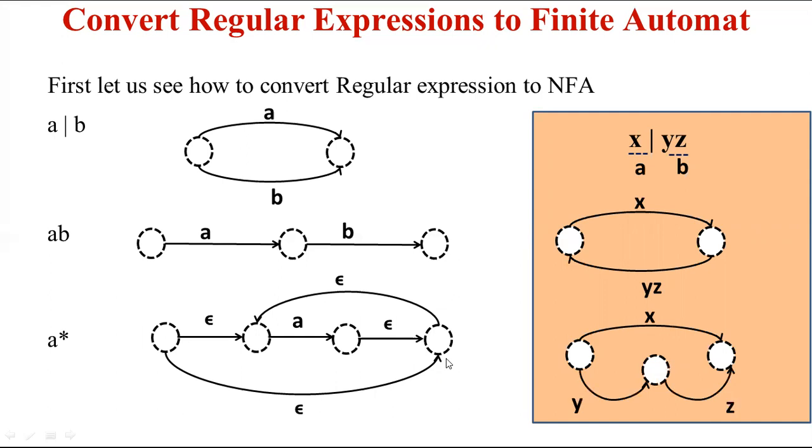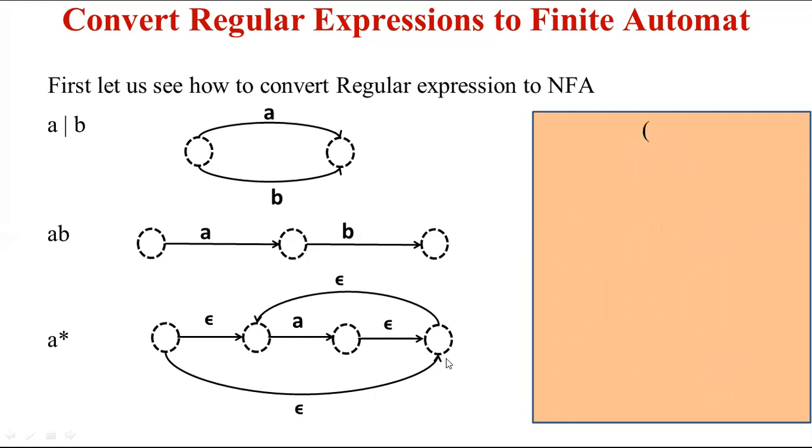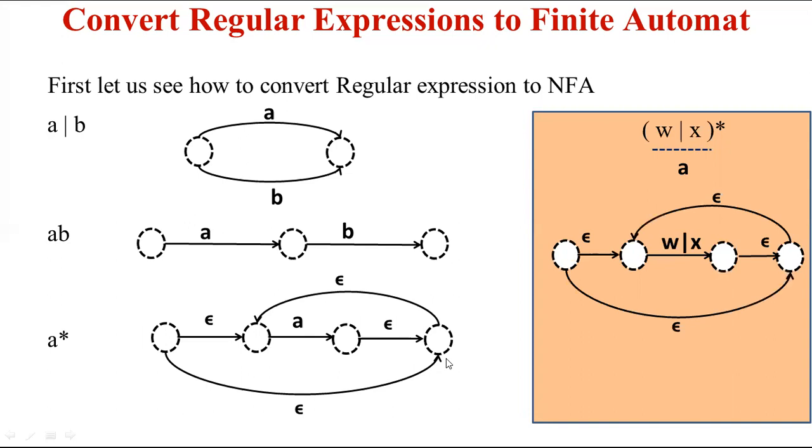So here X or YZ is converted into NFA. Okay. Now let us try with one more regular expression, W or X whole star. So we can treat W or X as A. So we can represent this using 4 states, the middle one which represents W or X, and the first and last get the epsilons, and we put other epsilons over here.